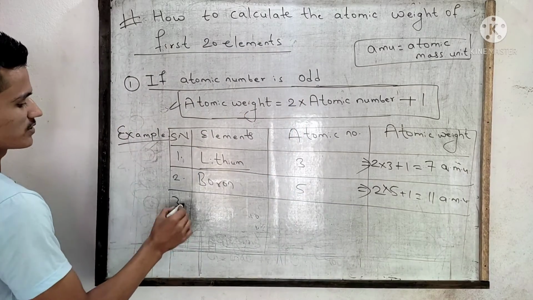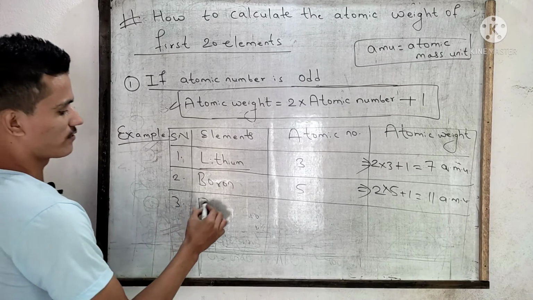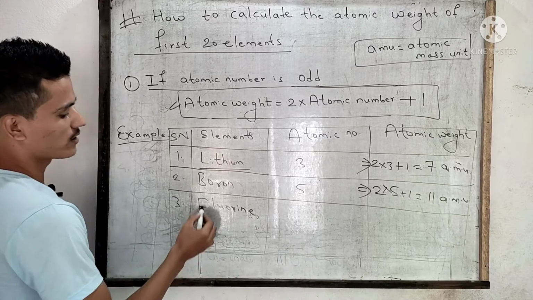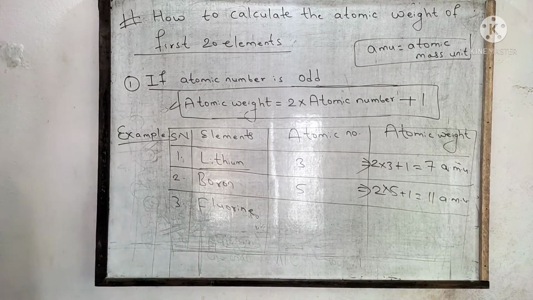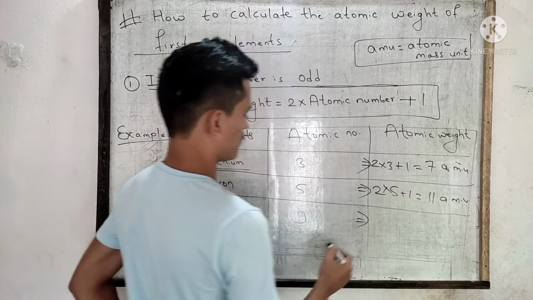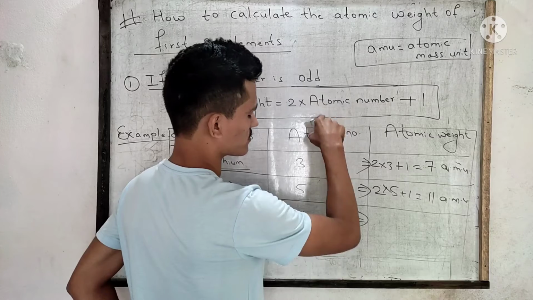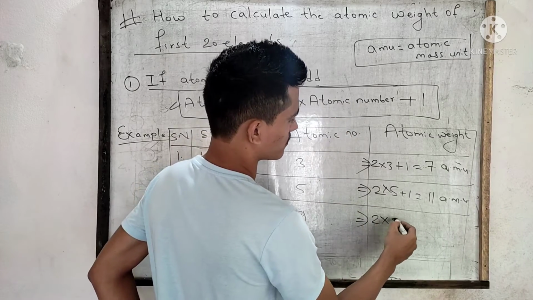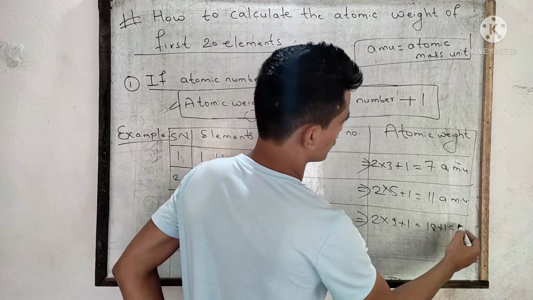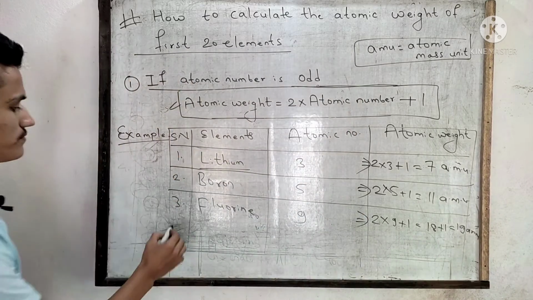Okay. Number 3, take fluorine. What is the atomic number of fluorine? 9. What will be the atomic weight? Since 9 is an odd number, we have to use this formula: 2 into 9 plus 1. 2 times 9 is 18, plus 1 is equal to 19 AMU. Okay.